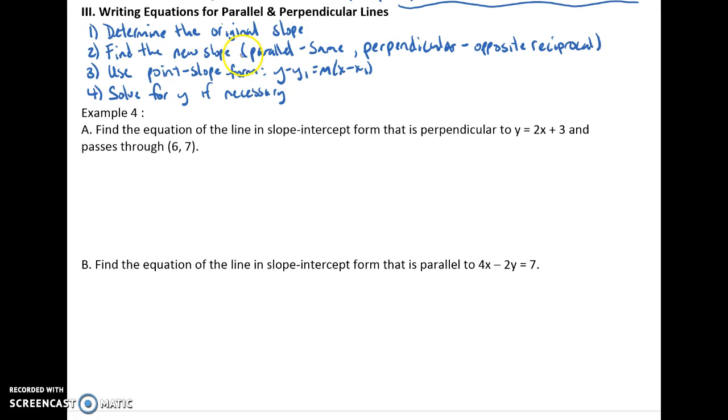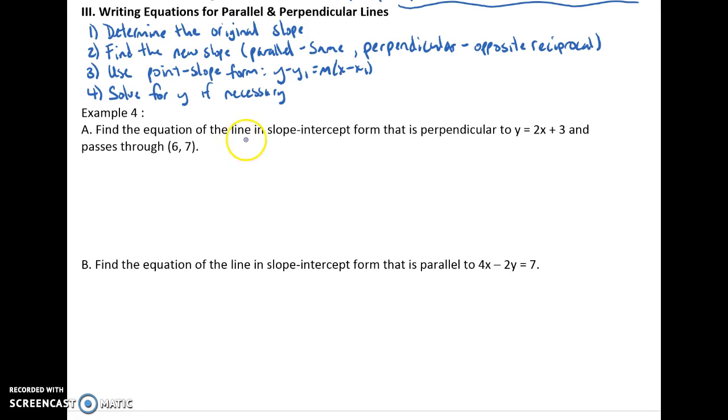Then you want to determine the new slope. Are we going to keep it the same because it's parallel, or am I going to do the opposite reciprocal because it's perpendicular? So you want to look for the keywords in the directions. And then I always suggest plug it into point slope form. That way, if you do need to solve for y, it's super simple, right? Distribute, then add or subtract. Okay, so I'm going to do A, and then you can try B.